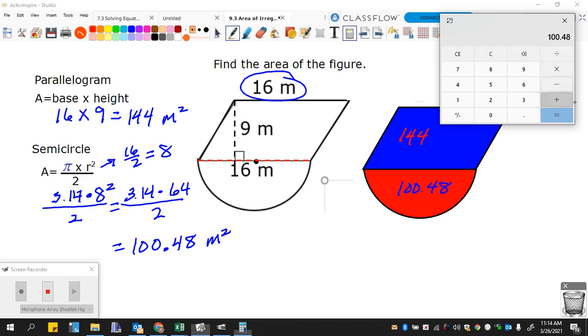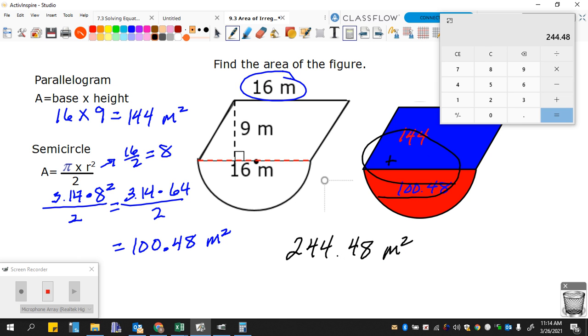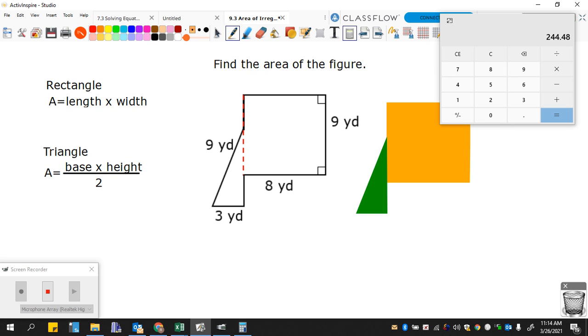So we add those together, and so the entire composite figure consists of 244.48 square meters. Okay, so we add these together. Okay, all right, next one.